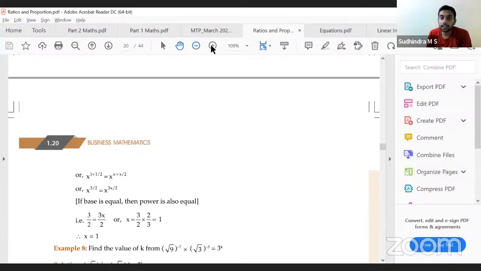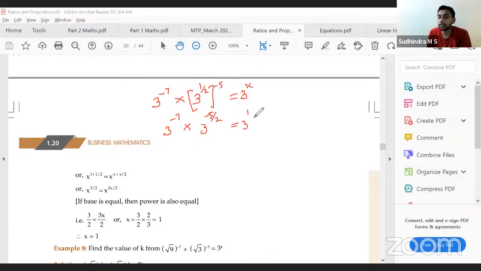Root 9 is 3, correct? 3 to the power of minus 7 into root 3 to the power of minus 5 can be represented in the form of 3. What is root 3? 3 to the power of 1 by 2. Correct? 3 to the power of 1 by 2 into to the power of minus 5 will be equal to 3 to the power of k. So 3 to the power of minus 7 into 3 to the power of 1 by 2 into minus 5 is 3 to the power of minus 5 by 2 is equal to 3 to the power of k.